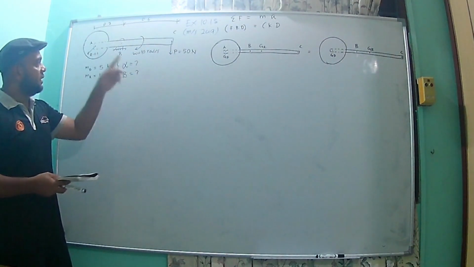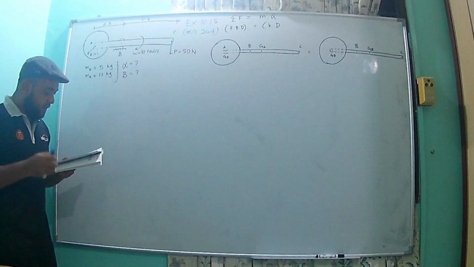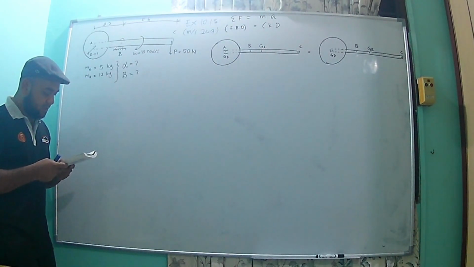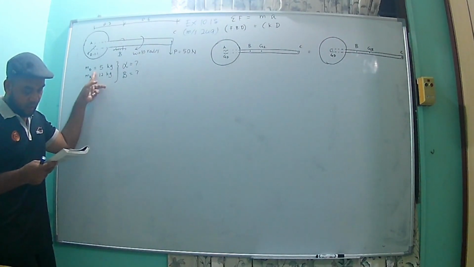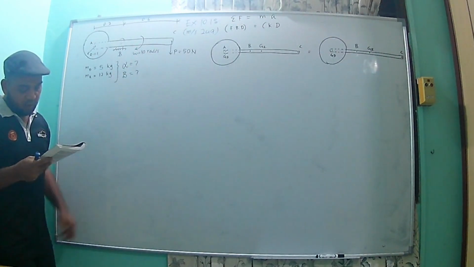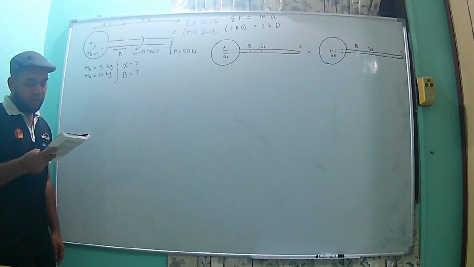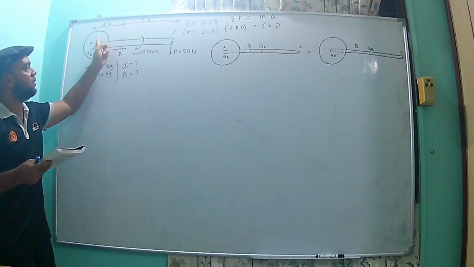So this one, exercise 10.15, says that a 5 kilogram disc is welded to a uniform rod. So the disc is 5 kilogram. This is a rod of mass 12 kilogram as shown. So the mass of the rod is 12, and this one is 5.